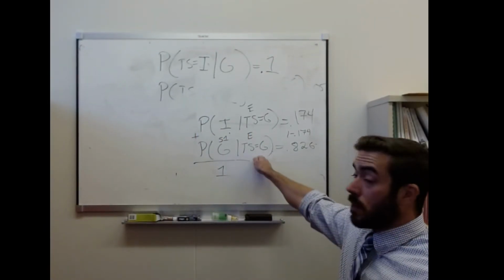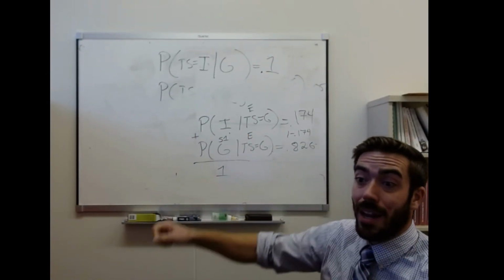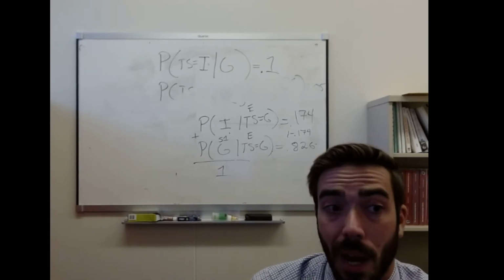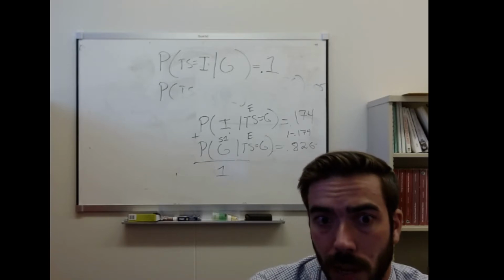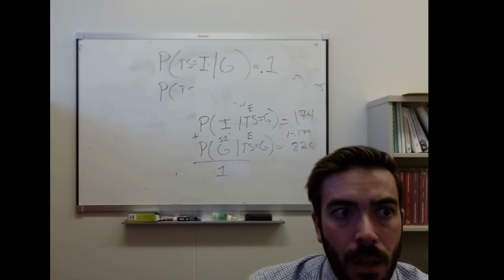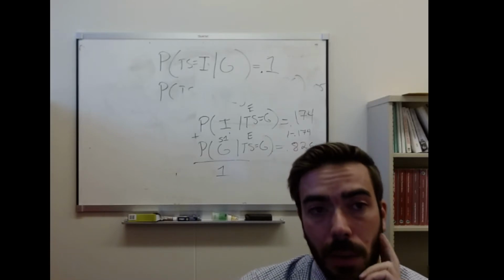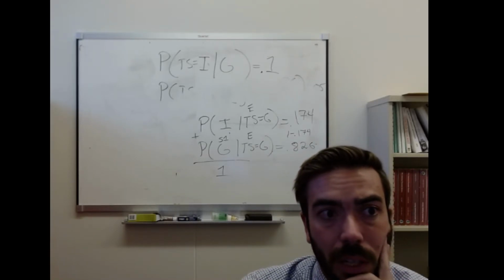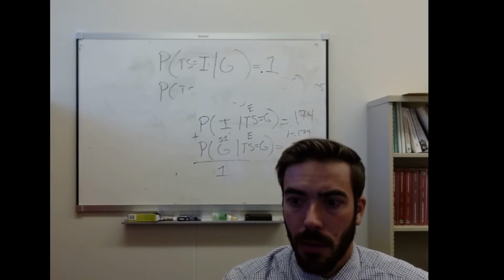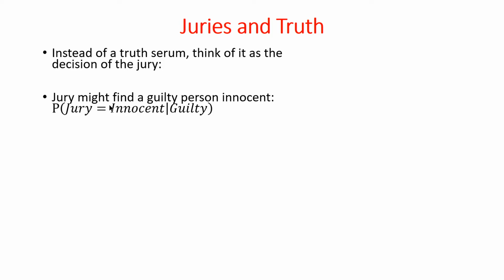Given that the true serum makes them say they're guilty, what's the probability they're actually guilty, right? And we know that we could walk through the whole process or use what we found earlier and find that that's 0.826, okay? So, this is kind of interesting. We think about juries and truth, and instead of this truth serum, replace it with a jury. Then we could actually think about, okay, instead of a truth serum, we have a jury.